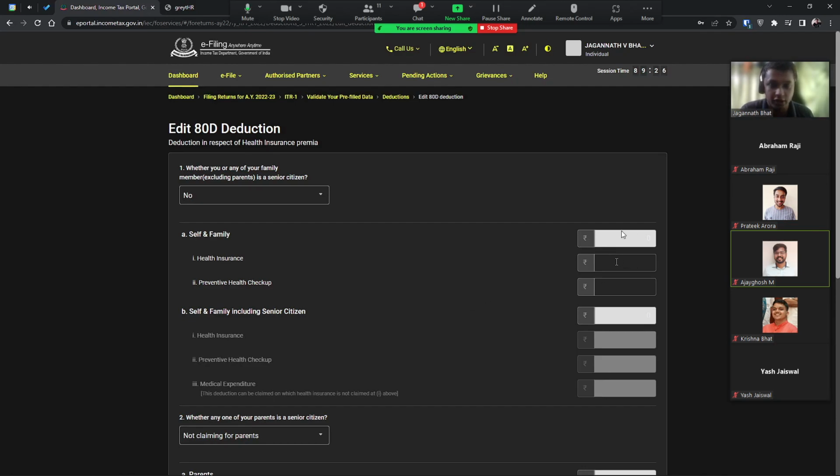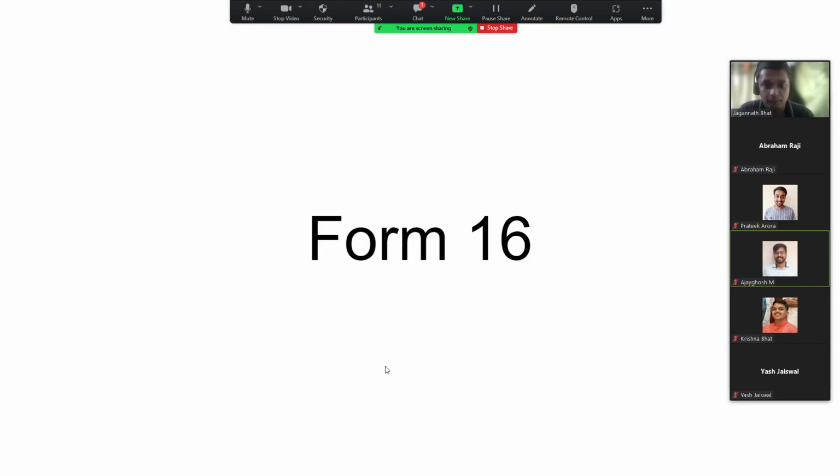Here is the health insurance. Like I said earlier, there are different sections for insurance paid for yourself and paid for your parents, and if they are senior citizens, there is a higher limit of 50,000.